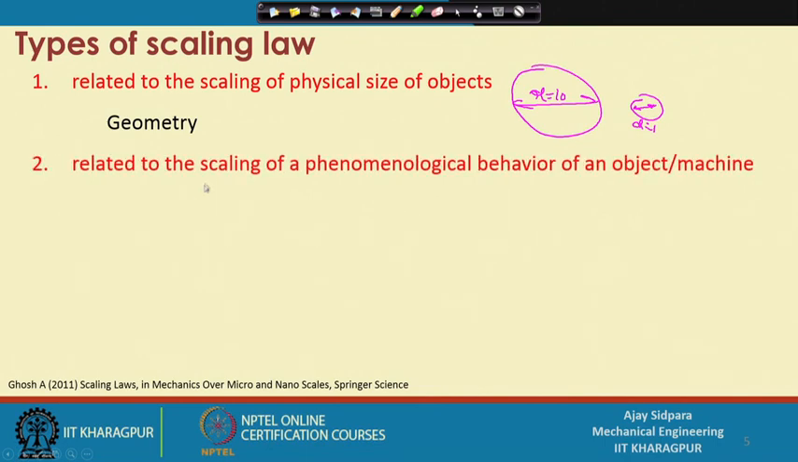And another thing is related to the scaling of a phenomenological behavior of an object or a machine. So, what are these things? This is the physical size, again the same thing will come out, but material characteristics are also important. So, now how will this happen?